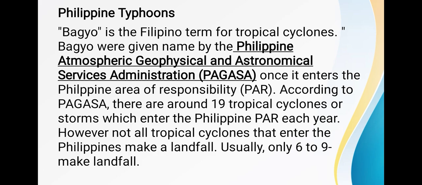Bagyo is the Filipino term for tropical cyclone. Bagyo are given names by the Philippine Atmospheric, Geophysical, and Astronomical Services Administration. So what we have mentioned earlier, once it enters the Philippine Area of Responsibility (PAR), according to PAGASA, there are around 19 tropical cyclones or storms which enter the Philippines each year. However, not all tropical cyclones that enter the Philippines make landfall. Usually, only 6 to 9 make landfall.